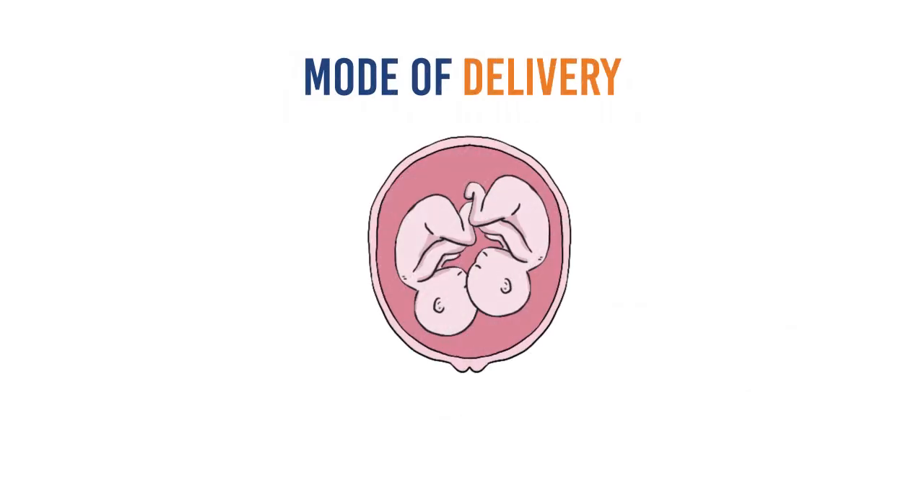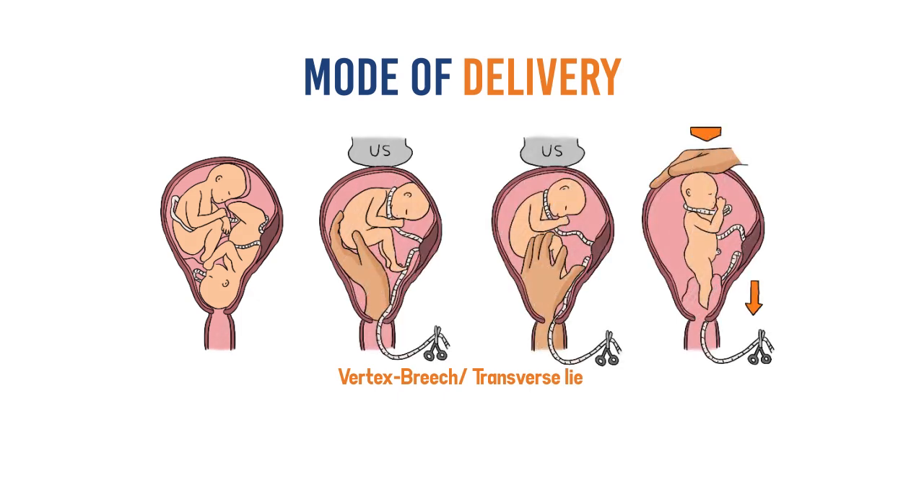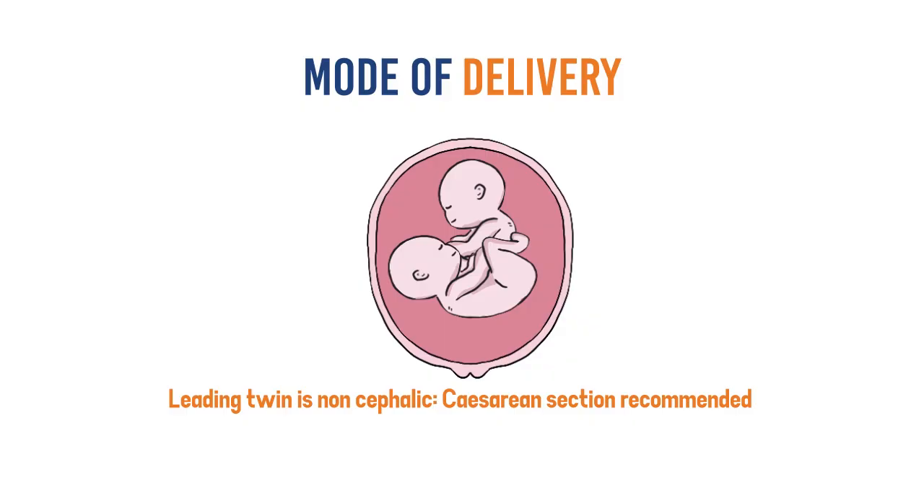Based on the presentation of the first twin and various positions of the twins, different modes of delivery are recommended. For a vertex-to-vertex presentation, vaginal delivery is recommended. For vertex-to-breech or transverse lie presentation, the optimal mode is unknown. However, literature supports both vaginal delivery and cesarean section. Management of the second twin includes external cephalic version or internal podalic version and breech delivery. Where the leading twin is non-cephalic, cesarean section is recommended.